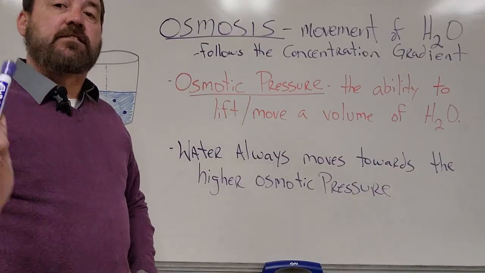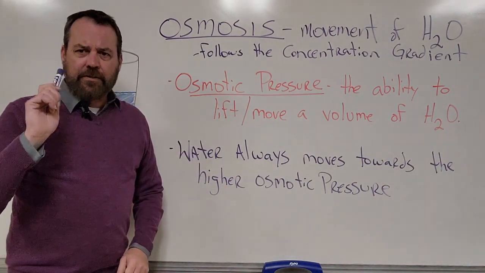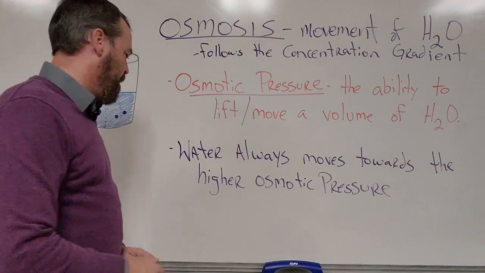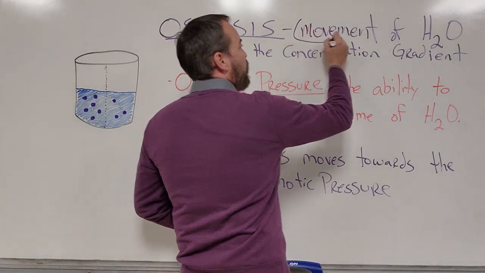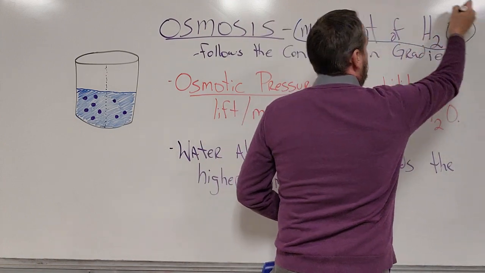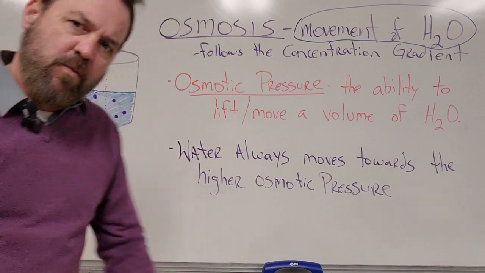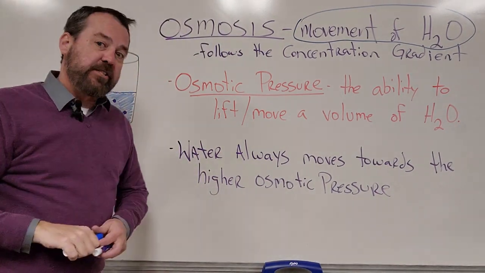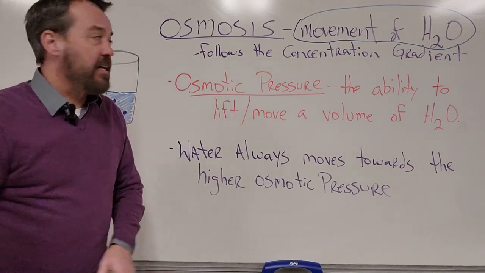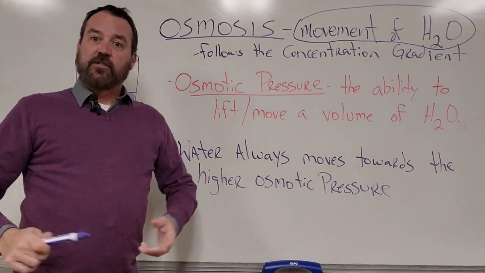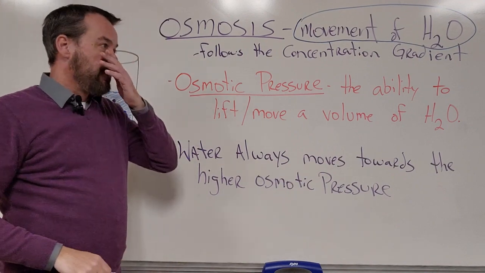All right, our next type of passive transport is osmosis. So the first thing I want you to know about osmosis is that we are always talking about the movement of water, moving water. That is osmosis, moving water. You hear water, you should think osmosis automatically. So just like all the other passive processes, it follows the concentration gradient. So we go from higher to lower regions of concentration.